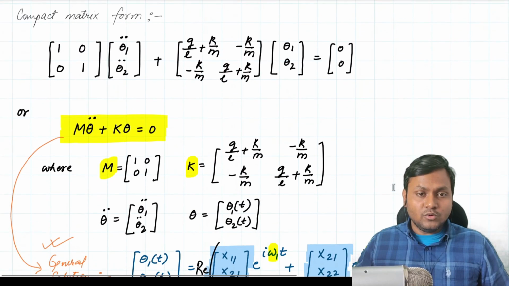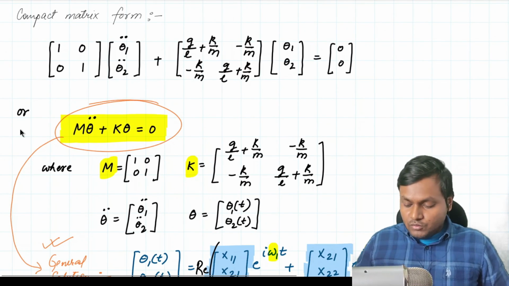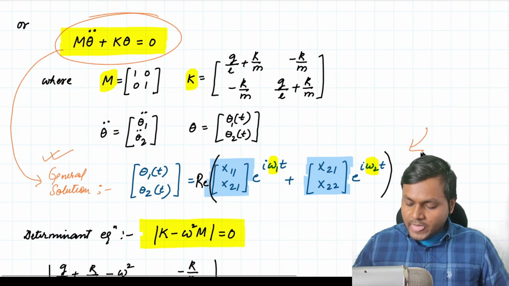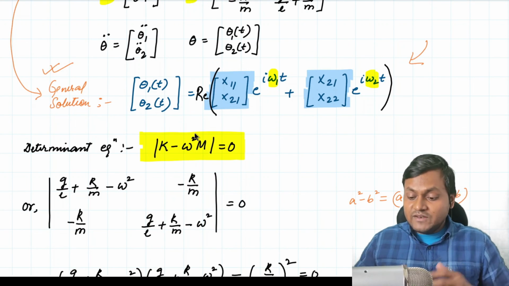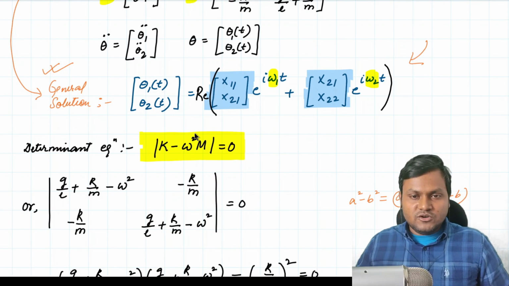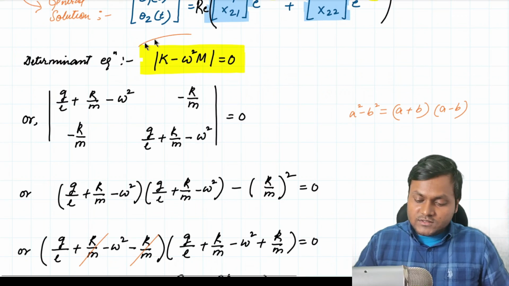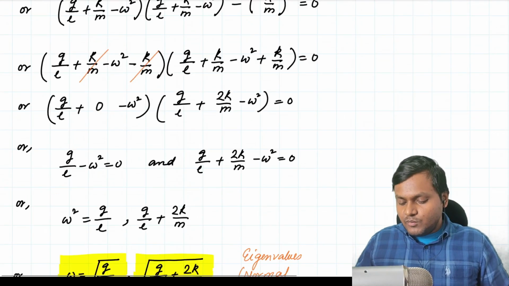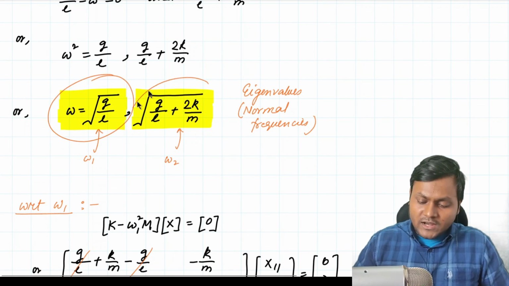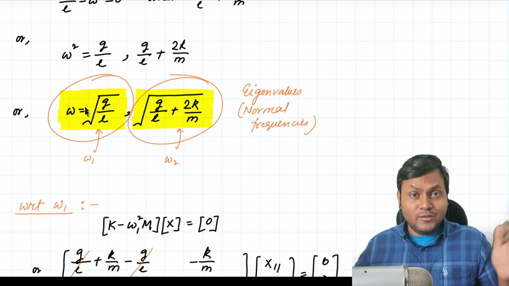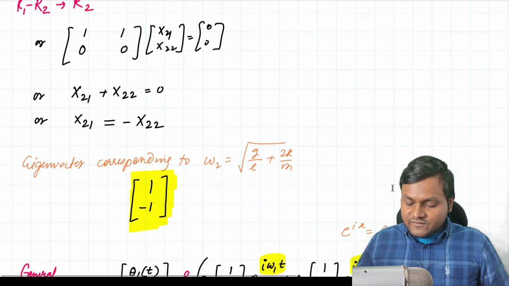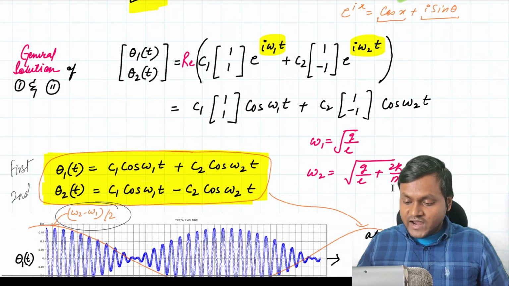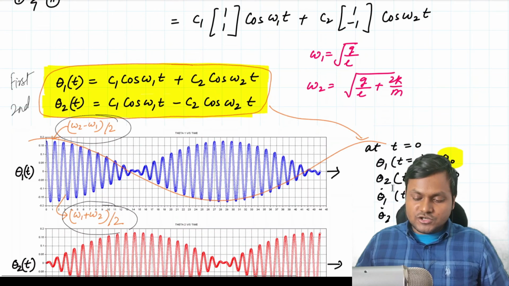So I wrote them in a compact matrix form whose general solution is of this nature. To obtain the general solution, we need to find the eigenvalues and eigenvectors corresponding to omega 1 and omega 2. For that, we solve the determinant equation. From here, we got omega 1 and omega 2. These are in fact the normal frequencies. And we also obtained the eigenvectors, and using the eigenvectors and the eigenvalues, I represented the final general solution of the coupled pendulum.